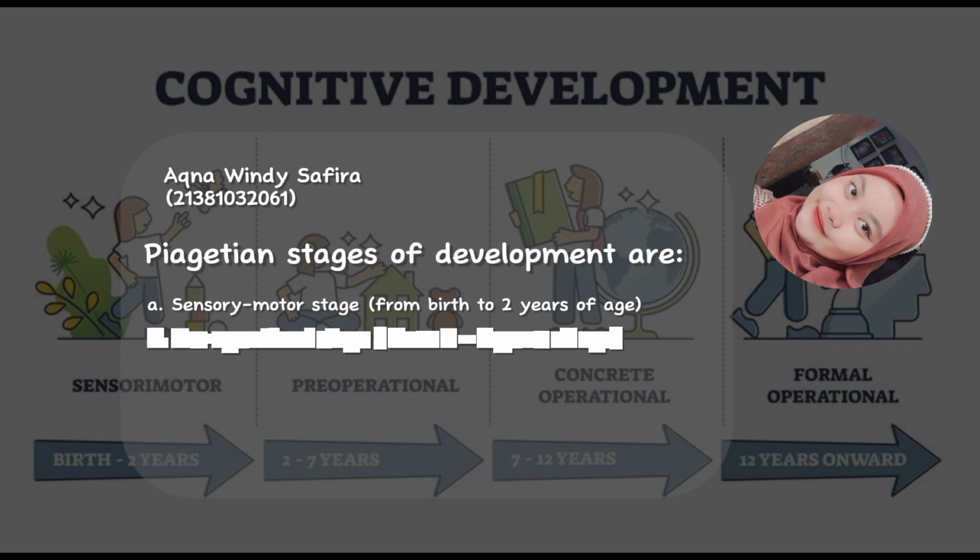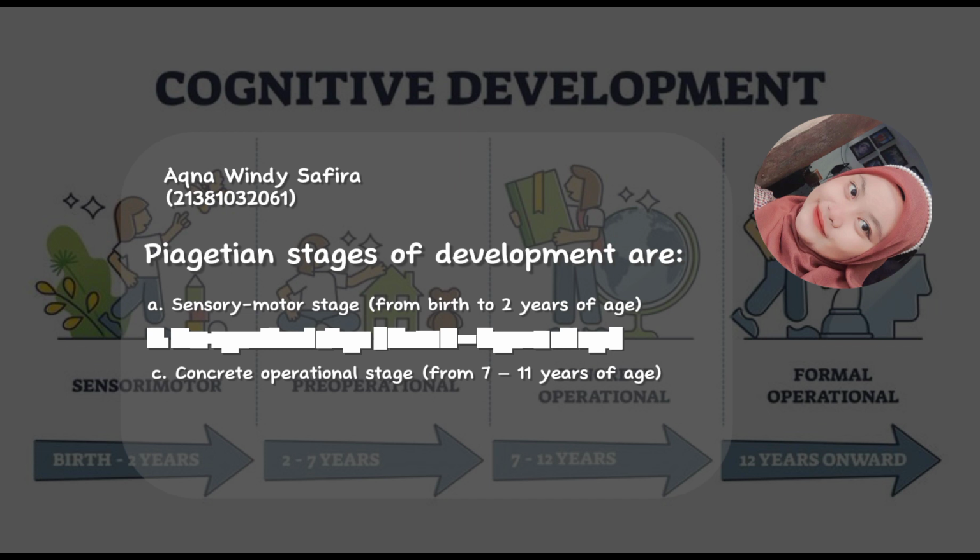The child's thinking is largely reliant on perception, but he or she gradually becomes more and more capable of logical thinking. On the whole, this stage is characterized by egocentrism and a lack of logical thinking.